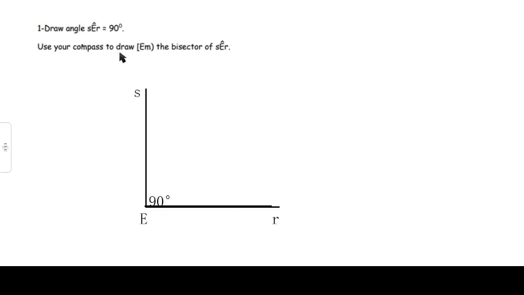Use your compass to draw EM, the angular bisector. So I'm going to use my compass, draw an arc. The arc will intersect the angle in 2 points. Then we put the compass on the first point and draw an arc, and on the second point to draw the second arc. The two arcs will intersect in a point. We join. This is the angular bisector, which is EM, which cuts the angle SER into two equal adjacent parts. 45 SEM and MER is equal to also 45 degrees.